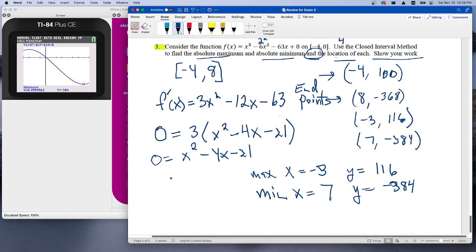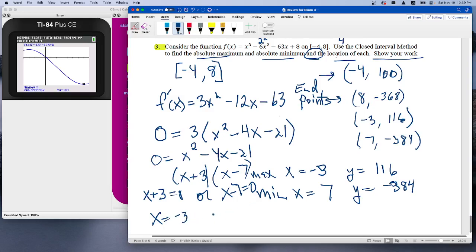And then we can factor this into x plus 3 and x minus 7, and then solve each, that x plus 3 equals 0 or x minus 7 equals 0, giving us x equals negative 3 or x equals positive 7.